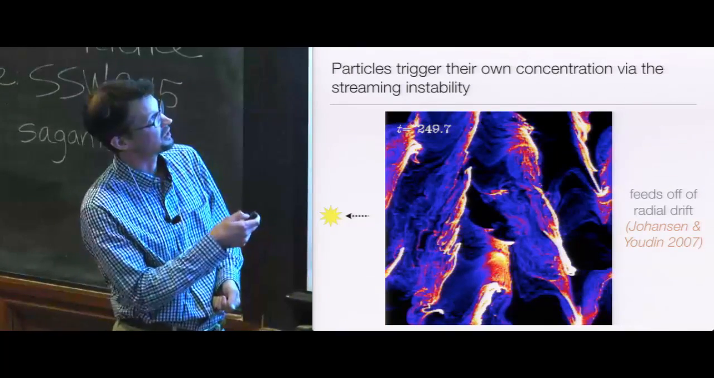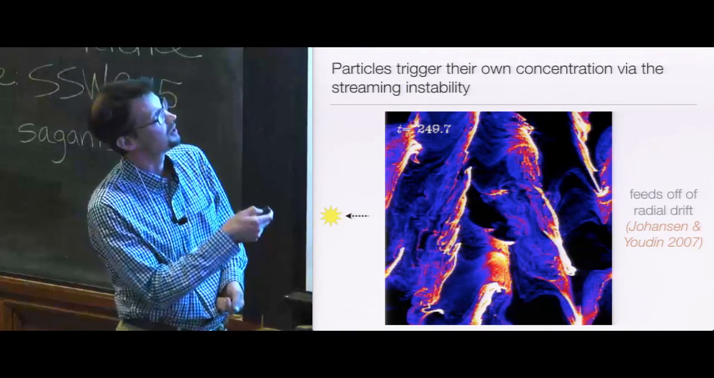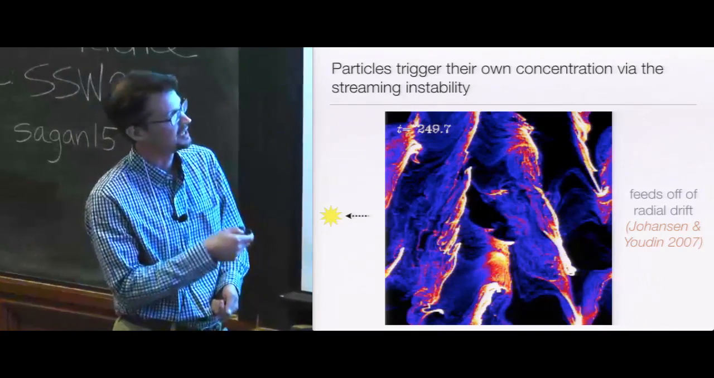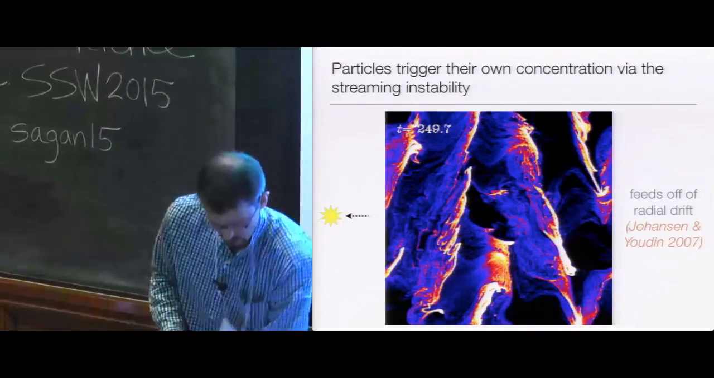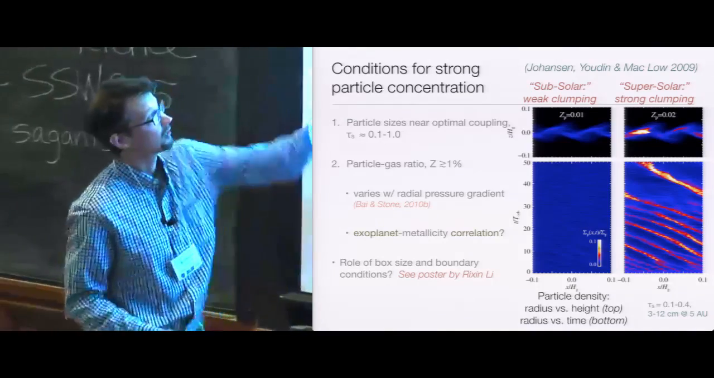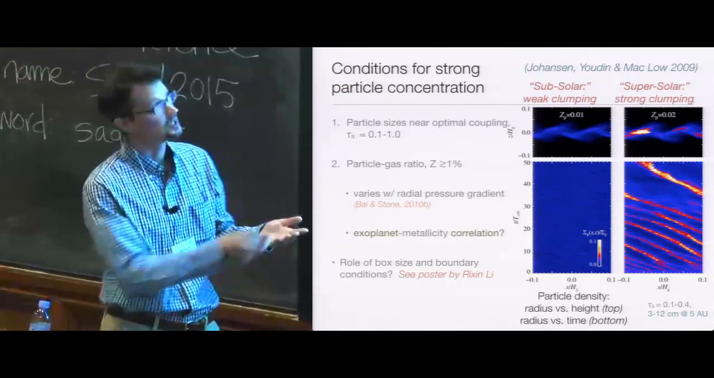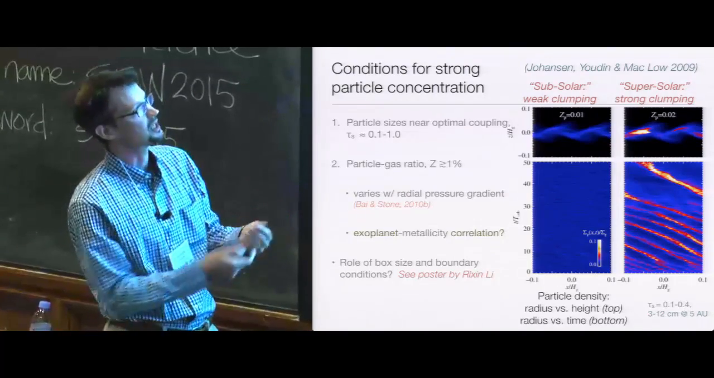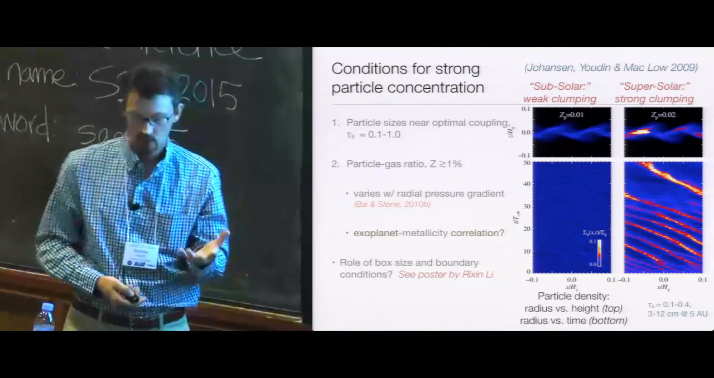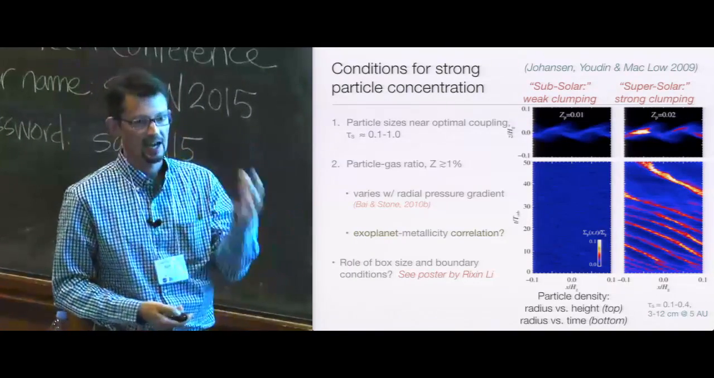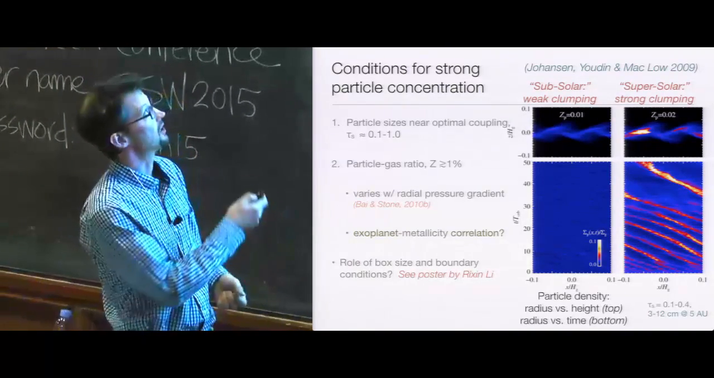Now, in this simulation, you notice it's periodic in the vertical direction. There's no vertical gravity keeping things in the midplane, but that is now corrected in these simulations. And so once this vertical stratification and particles settling to the midplane is included, we can now look at what are the actual conditions we need to have these particle concentrations be strong.